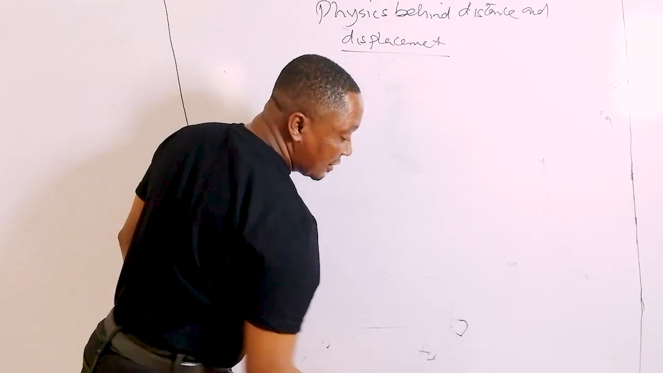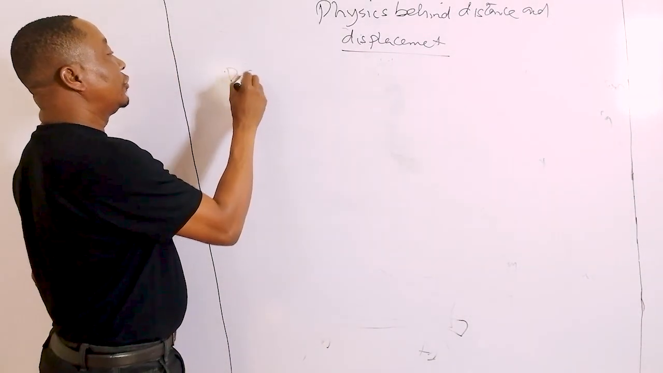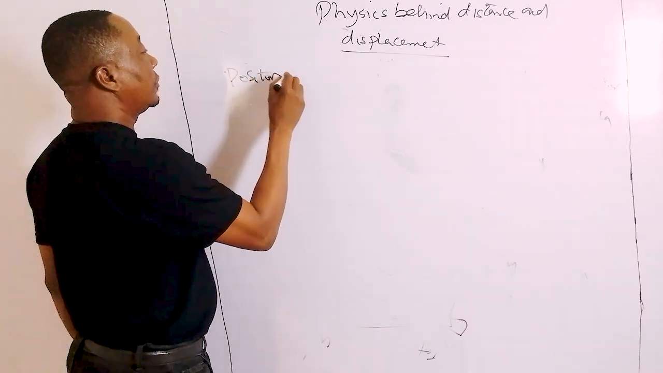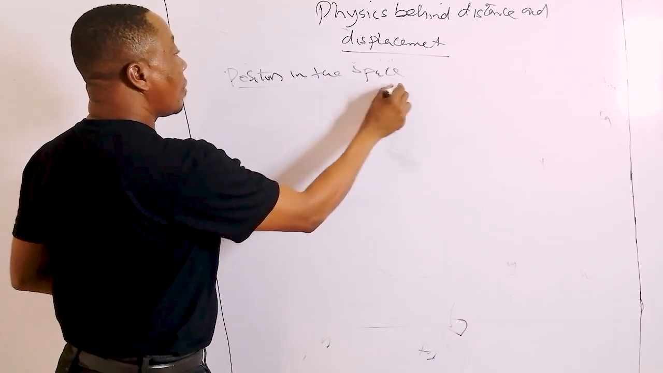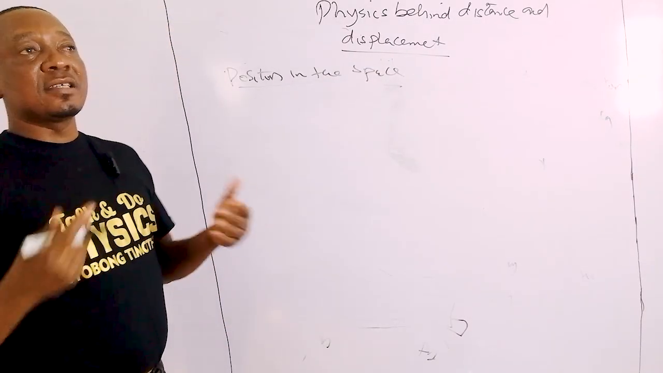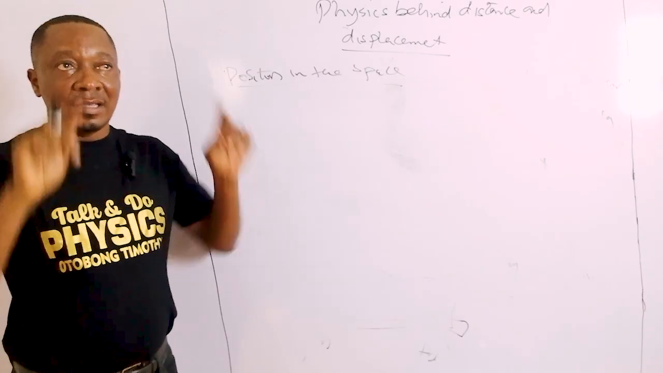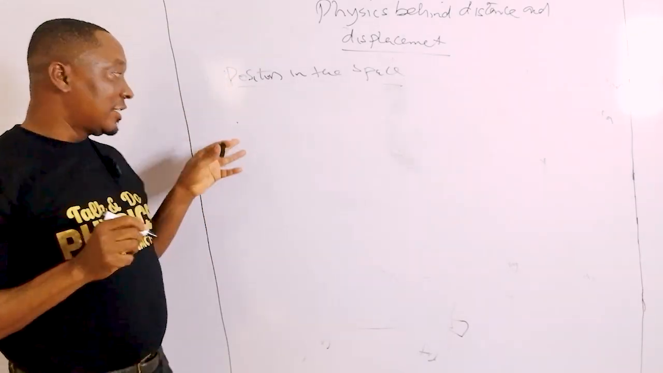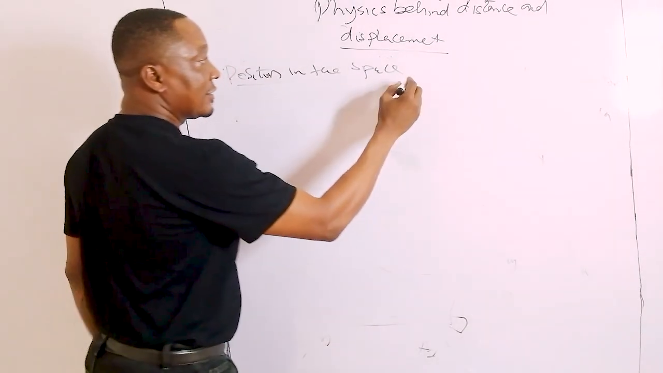Now let's dive into position in the space, because all we are talking about is position in the space. When we talk about position in the space, for instance, we are talking about if an object is in the atmosphere, it has a position. Even this dot has a position. And this position has a coordinate.